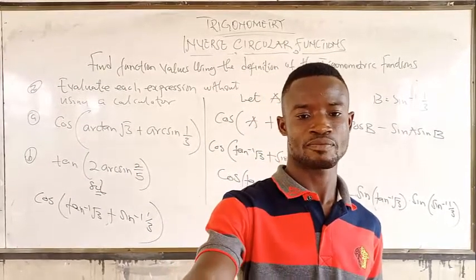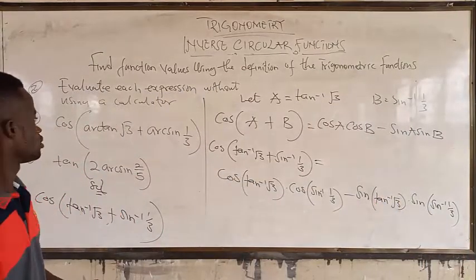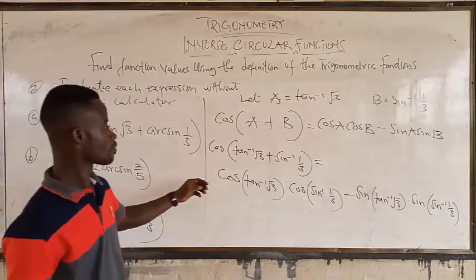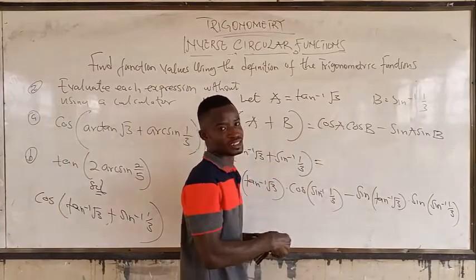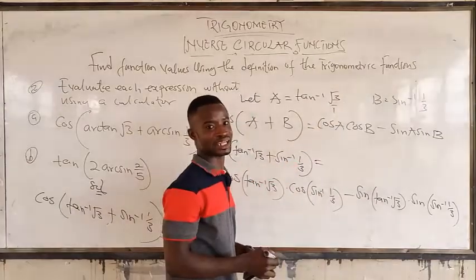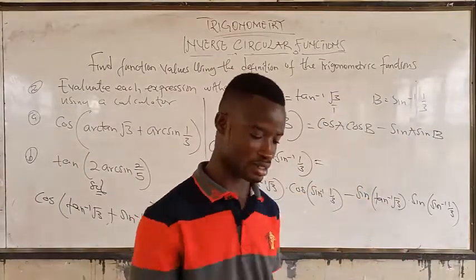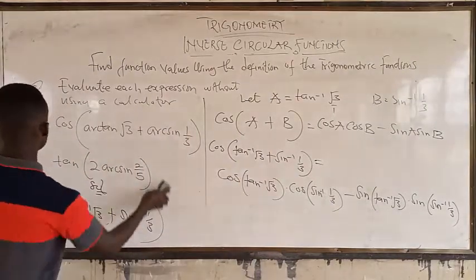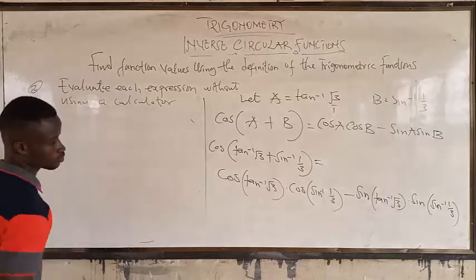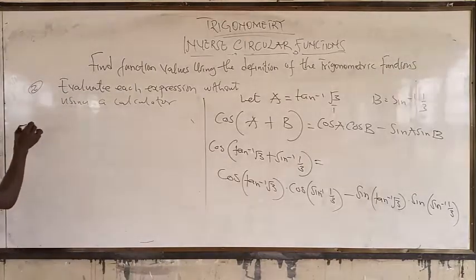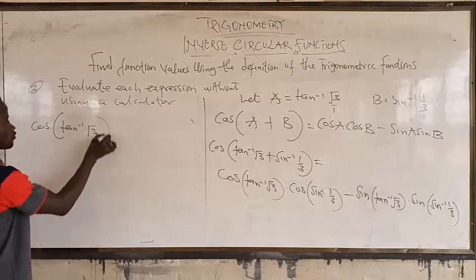And don't forget that they are all going to be in the first quadrant. Because this one is tan and it is the same as square root of 3 over 1 and it is positive. The argument here also is positive. So it's going to be in the first quadrant. Please, I would like to bring this part. So let's go and look for cos of tan inverse of square root of 3.